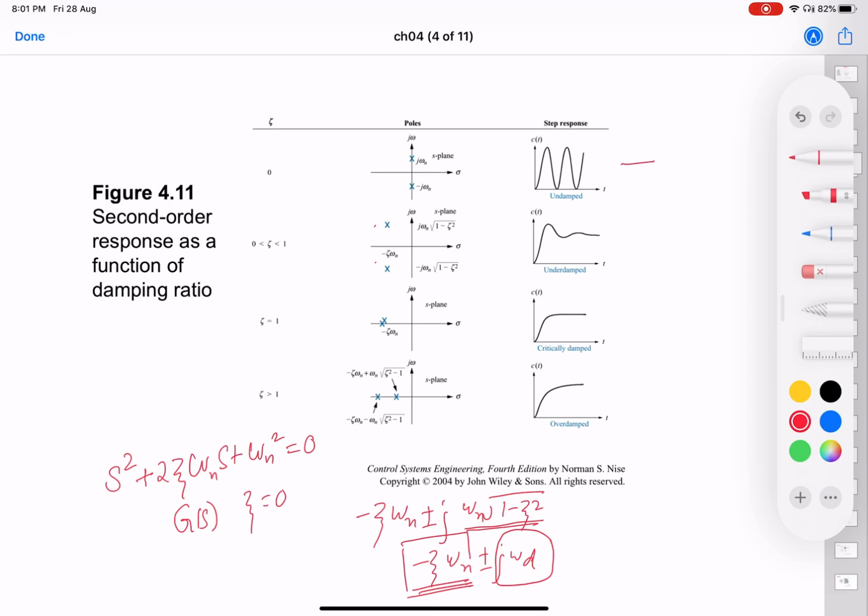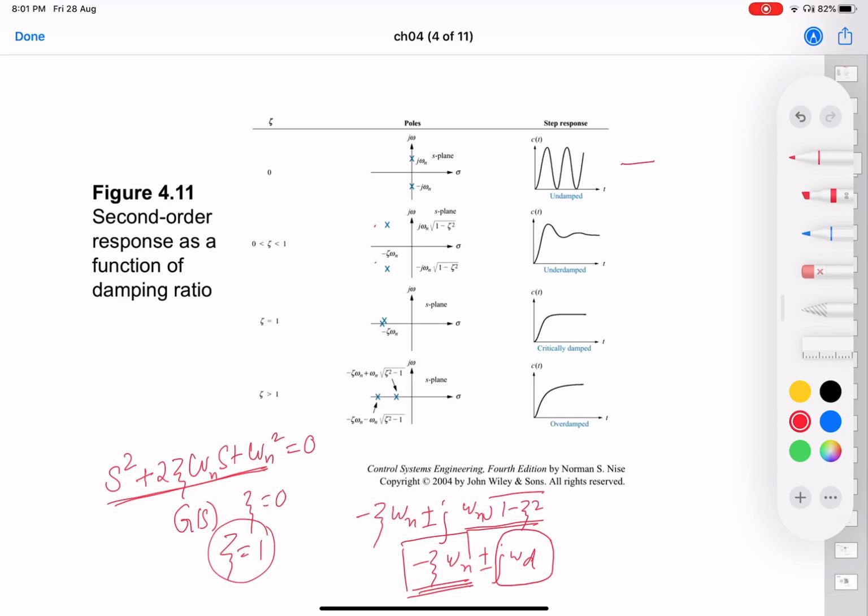If the poles don't have any imaginary component, in the case zeta is equal to 1, wherein this can be written as s plus zeta omega n whole square, then this would be the s plane. The pole locations would be at minus zeta omega n, and in this case, since zeta is equal to 1, the poles would be at minus omega n, and the response would be critically damped. There would be no imaginary component.